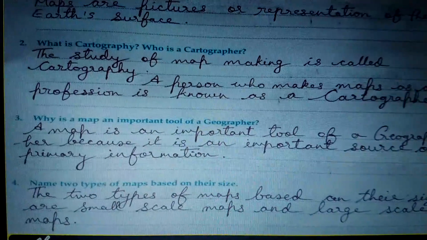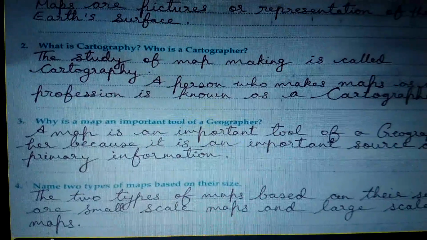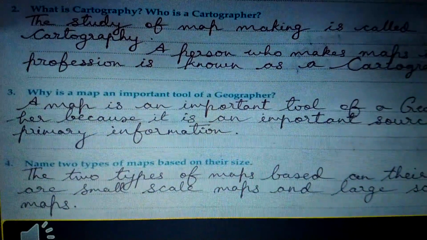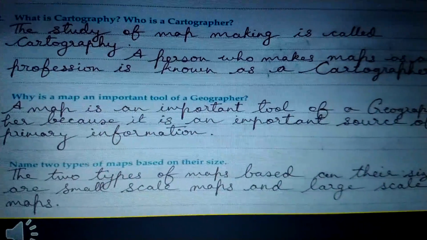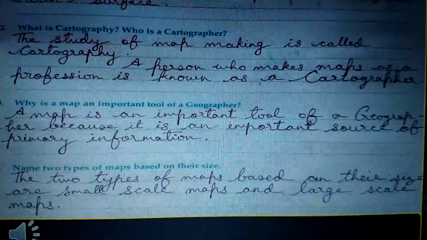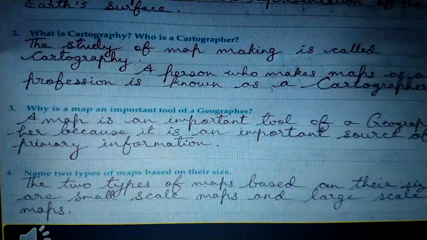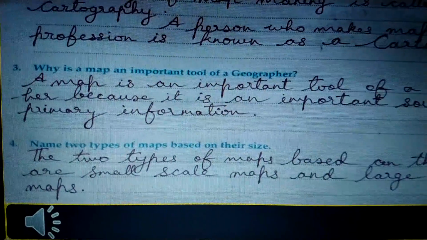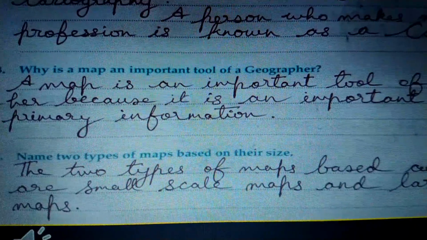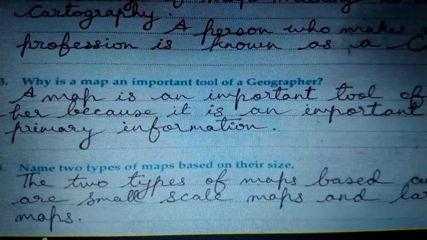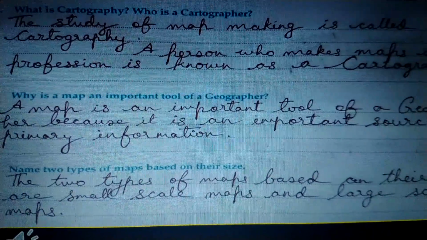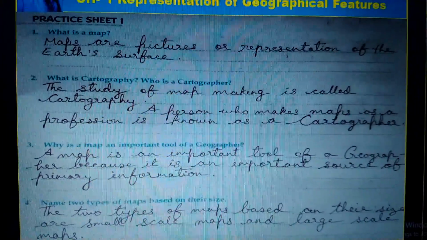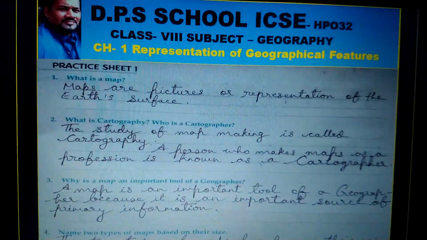Then we see question number 3. Why is a map an important tool of a geographer? Answer: a map is an important tool of a geographer because it is an important source of primary information. Then we see question number 4. Name 2 types of maps based on their size. The 2 types of maps based on their size are small scale maps and large scale maps.